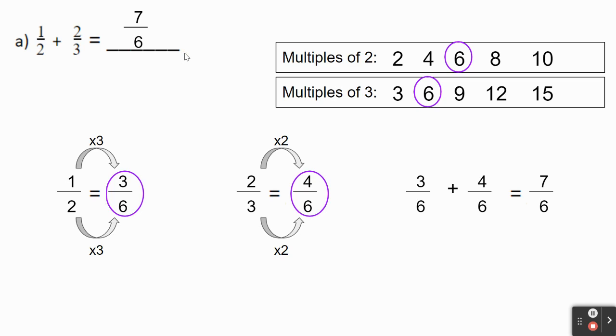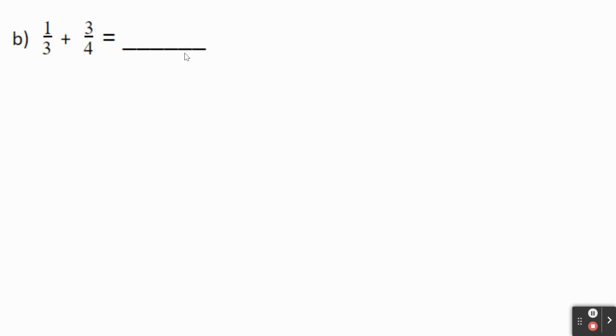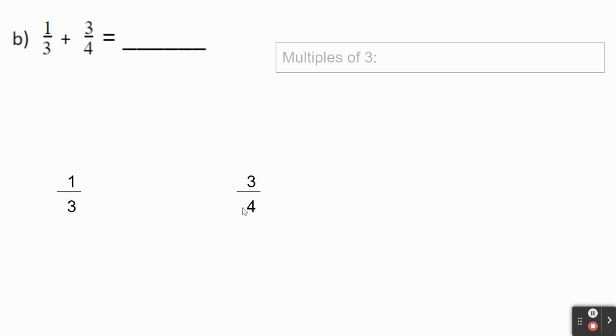Let's try another problem. Here we have 1/3 plus 3/4. If we look carefully at the denominators, we can see that they are not the same. Remember, we need common denominators in order to add and subtract fractions. So what we're going to do is create equivalent fractions. To do that, we're going to list out the multiples of each denominator.